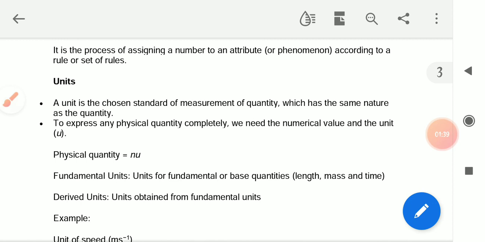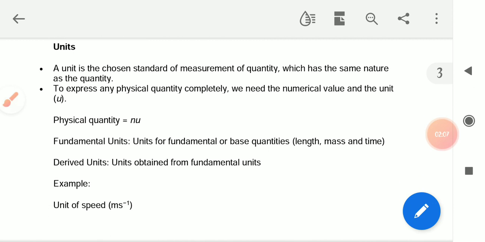Before fundamental units and derived units, you should know the characteristics of a standard unit. It should be of convenient size, well defined, easily reproducible, and unchanging with time and place. It should be easily available and not change with physical conditions. You should remember these characteristics of a standard unit. Now, fundamental and derived units.